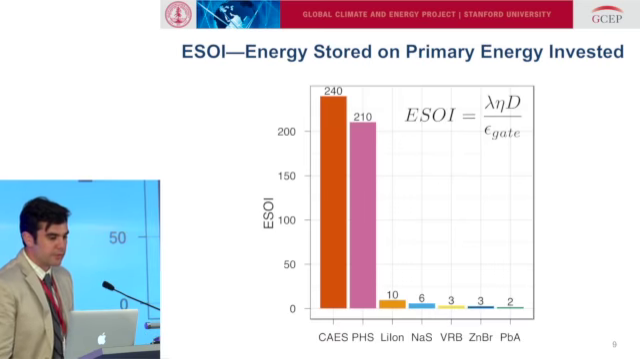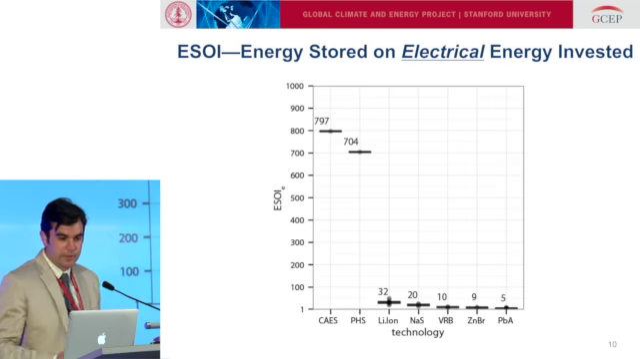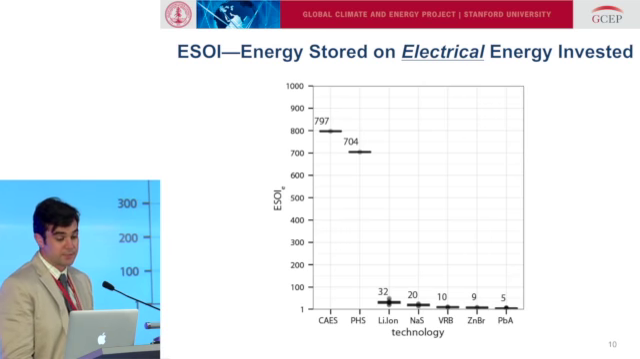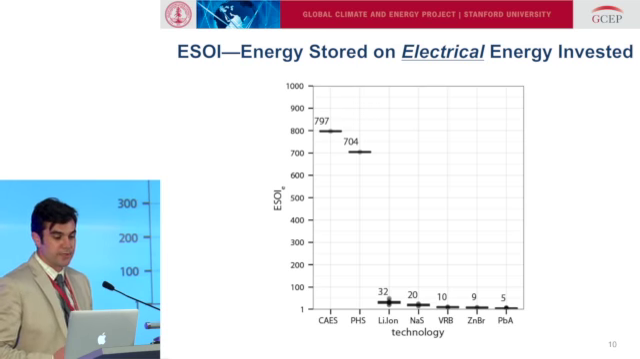And here are the results. You've seen these before. The energy stored on invested values are much greater for geologic storage technologies than they are for battery storage technologies. And we've also calculated this in terms of electrical energy, embodied electrical energy. Electrical energy is higher in quality by about a factor of 3 than primary fossil fuel energy, and so you need to invest less electrical energy. So the EROI values for these storage technologies are in the relative same position, but they do perform a little bit better if they're manufactured with electrical energy.